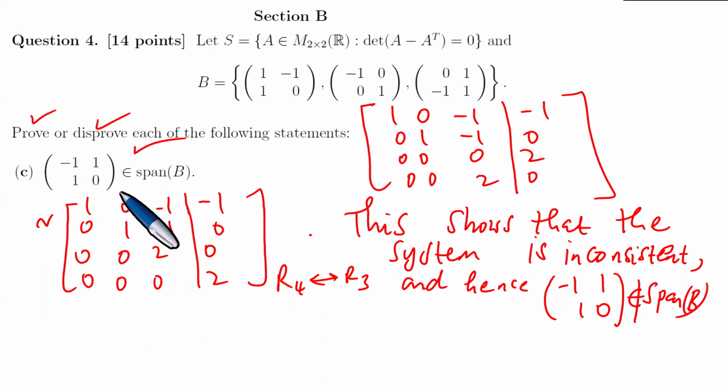Another question would have been: find a 2x2 matrix that is not in the span, because we have seen that this one is not in the span. If they say find a 2x2 matrix that is in the span, all these ones are in the span because they're already in B. So you can just pick the first, the second, or the third one.